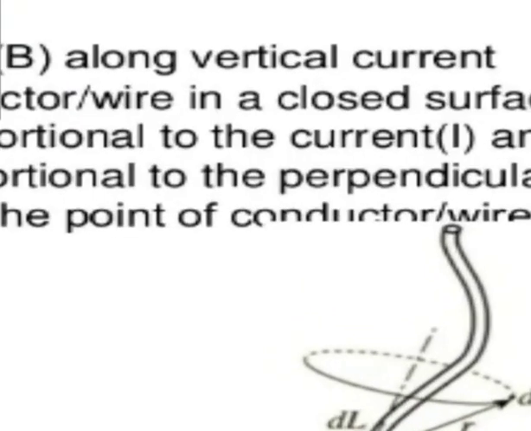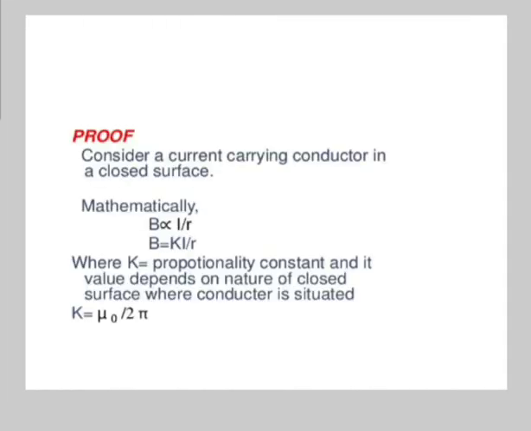Next is the proof of this Biot-Savart's law. If we consider a current carrying conductor in a closed surface, then B is directly proportional to I by R, and for proportionality we keep K as the proportionality constant, whose value depends on the nature of the closed surface where the conductor is situated.